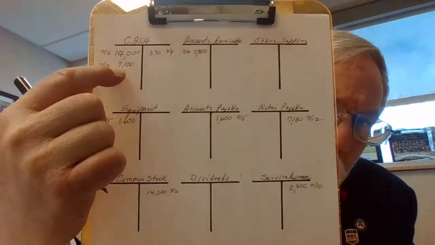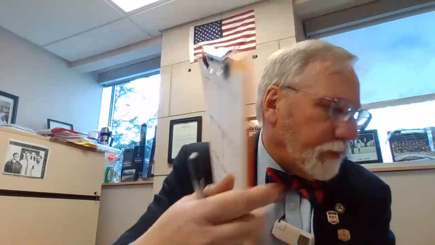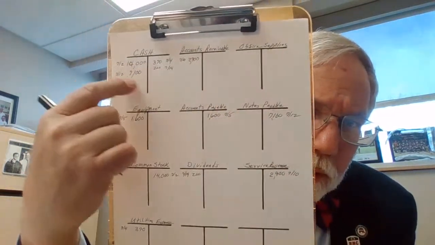July 12th, we borrow the money by signing a note payable, so $7,100 gets debited to the cash account and $7,100 credit to the liability account, notes payable. We get the cash, we get the obligation to pay for it. On the 19th, we pay dividends, so the dividend account gets increased $200, and the cash account gets decreased $200. Dividends increased, cash decreased $200 respectively.